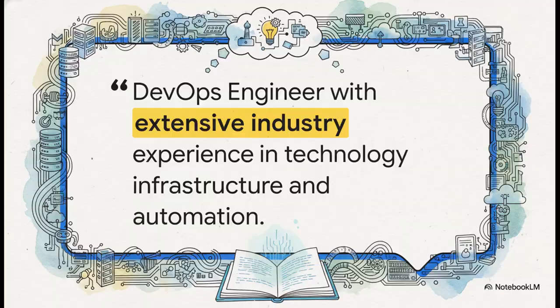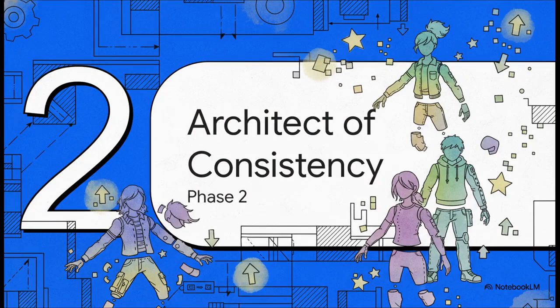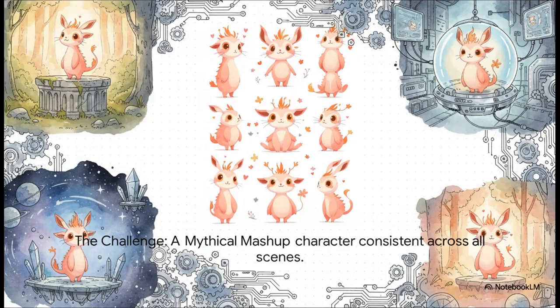Exactly, which is the perfect lead into the first big level up for these students. Phase 2, becoming an architect of consistency. This is where it gets really fun. Think of it like a super advanced video game character creator. So, here's the mission. The students have to dream up a mythical mashup character, kind of like these adorable creatures you're seeing, and then put them in 3 totally different scenes. But here's the trick. The character has to look exactly the same every single time.